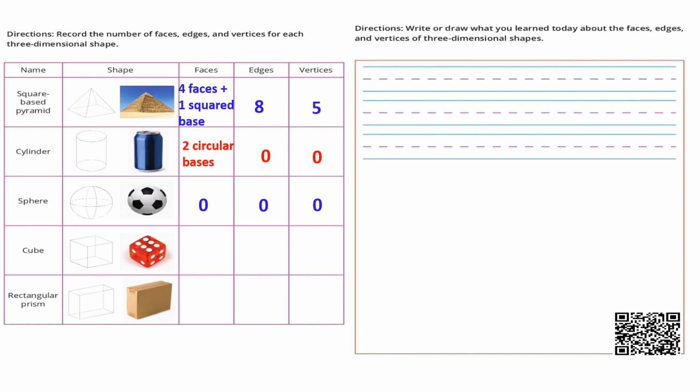Now, cube. Our cube has 6 square faces. Don't forget, all faces of a cube are in the shape of a square, and it has 12 edges and 8 vertices. Rectangular prism. It has 6 faces, 12 edges, and 8 vertices.